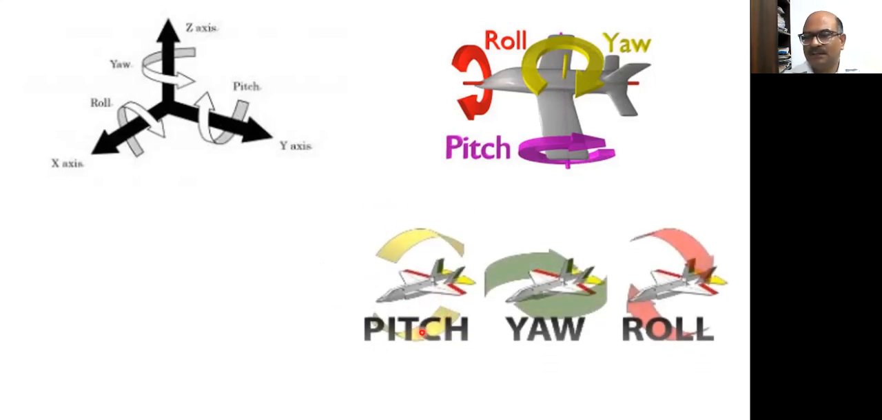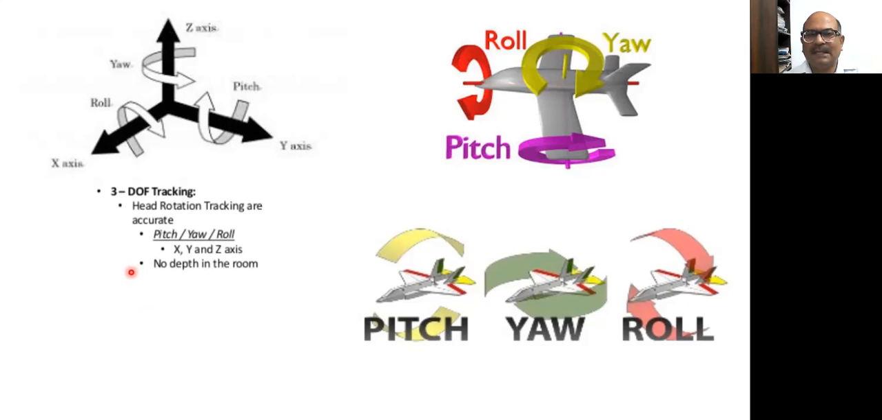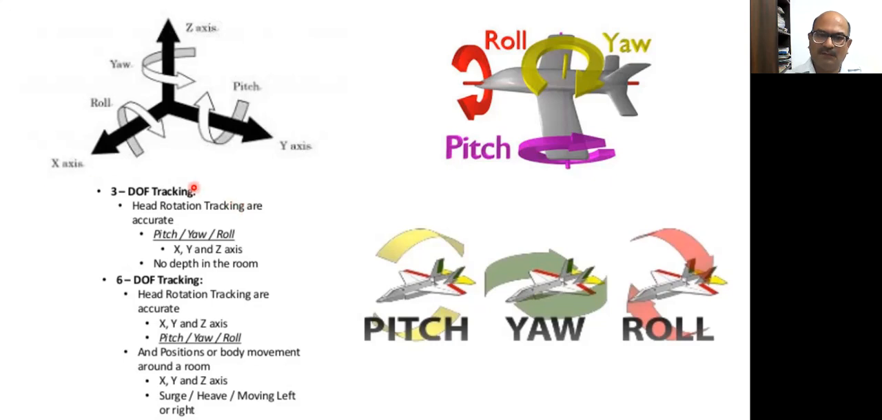So you can understand here by 3 different pictures. This is the pitch when the entire plane is rotating, and this is yaw when it is rotating side by side, and rolling when it is rotating around the axis passing through its length. So we again have 3 degrees of freedom if we are measuring total head rotation and tracking it with pitch, yaw and rolling on the XYZ axes, and there is no depth in the room.